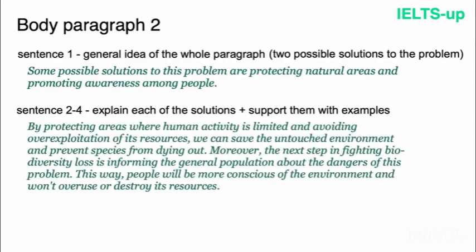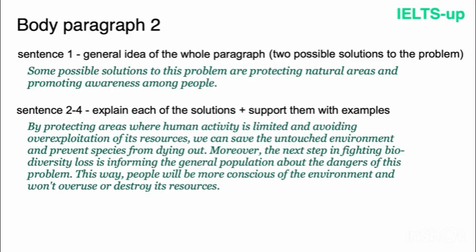By protecting areas where human activity is limited and avoiding overexploitation of its resources, we can save the untouched environment and prevent species from dying out. Moreover, the next step in fighting biodiversity loss is informing the general population about the dangers of this problem. This way, people will be more conscious of the environment and won't overuse or destroy its resources.